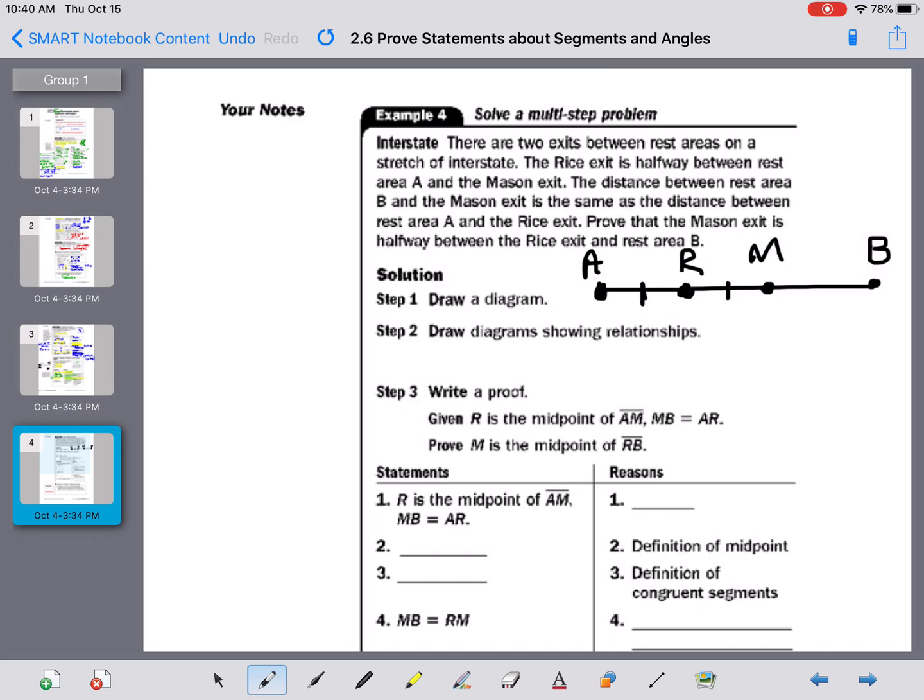So I'm going to put a little mark there, like in the middle. The distance between rest area B and the Mason exit, so B and the Mason exit, is the same as the distance between A and the Rice exit. So this one is the same as this one. So if this one has one mark, I can make this one have one mark, right? Okay. All right, let's get this in a proof. The picture, I think, does help me a little bit to organize what's going on here.